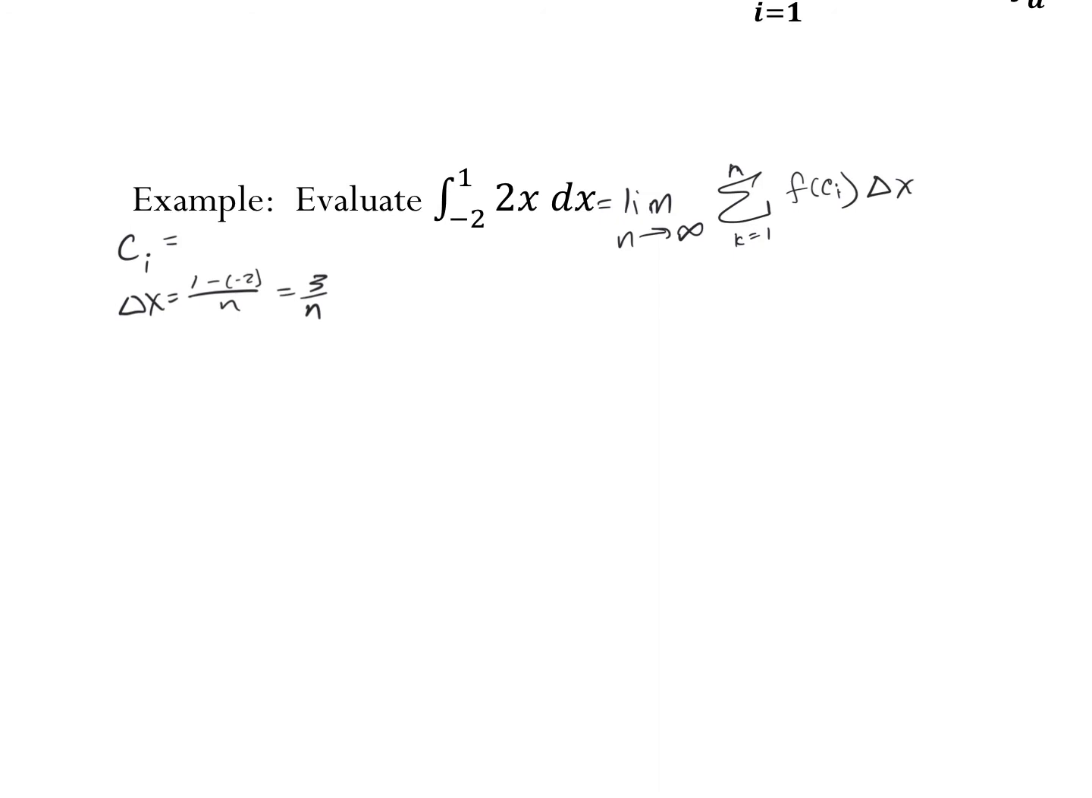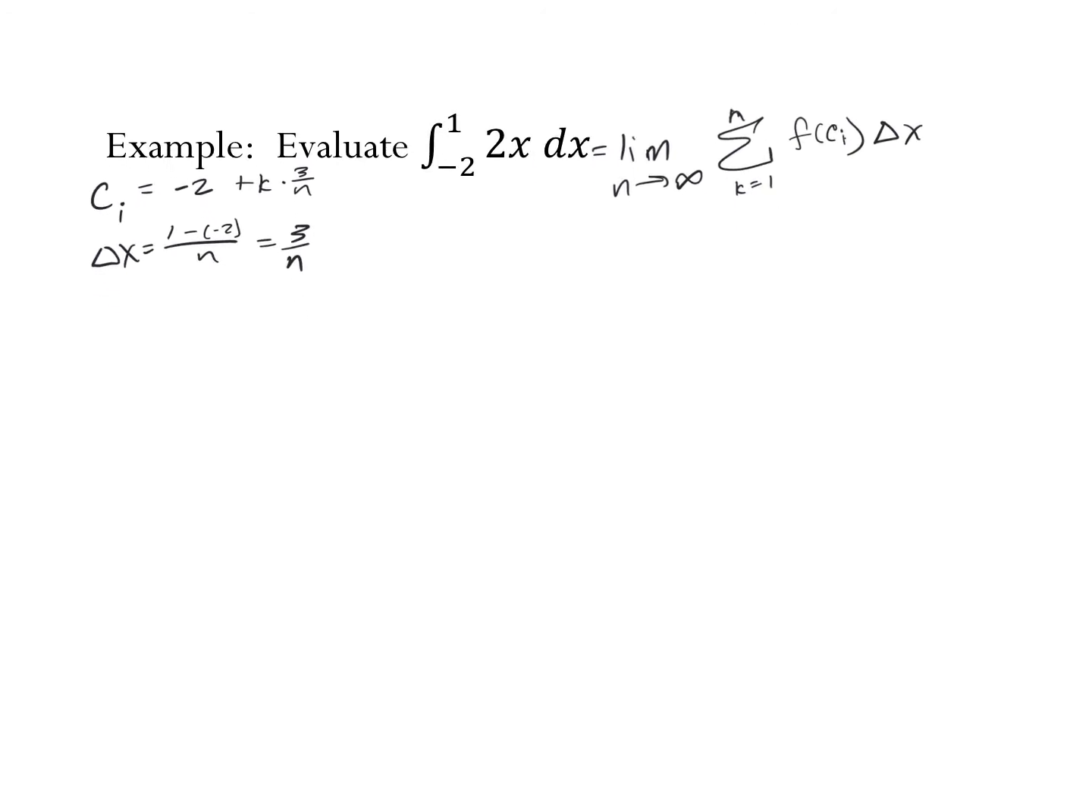And then ci is just going to be my initial starting x, which is that negative 2, plus k times delta x, which is going to be k times 3 over n. So when I ask you to find this limit, what I'm really asking you to do is take the limit as n approaches infinity of the sum from k equals 1 to n of 2 times negative 2 plus 3k over n. That's my f of c, times 3 over n. That's my delta x.